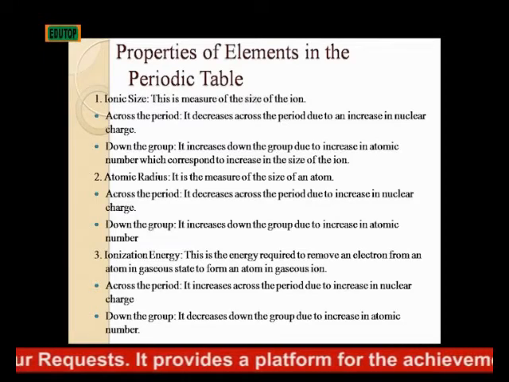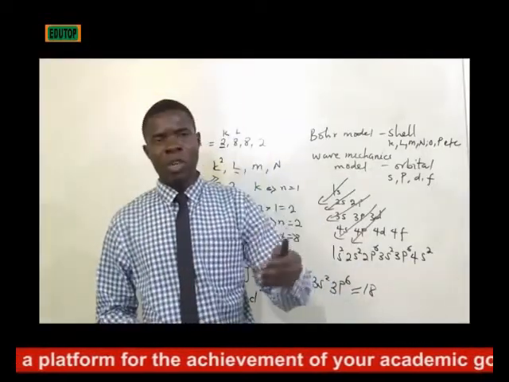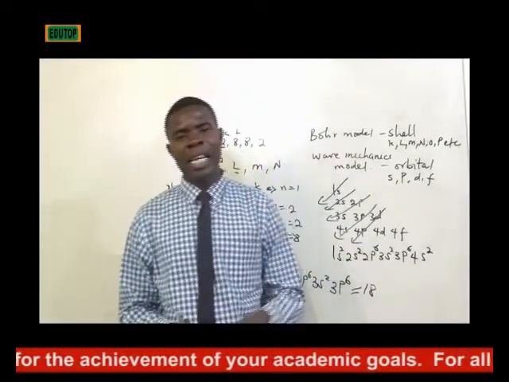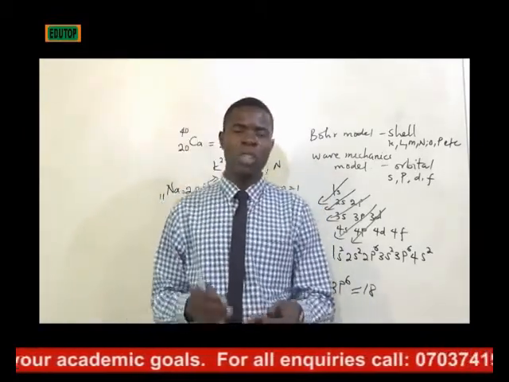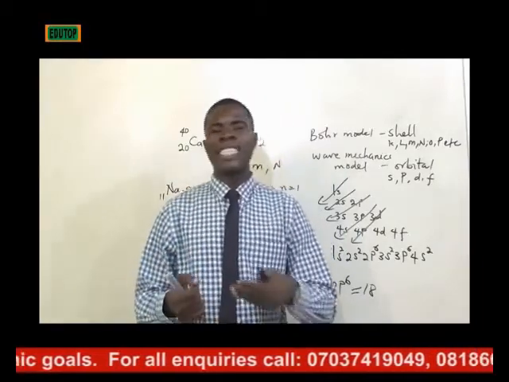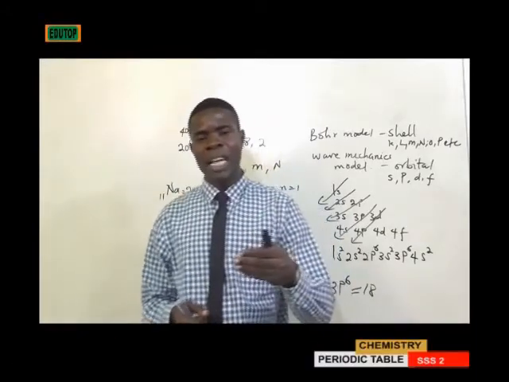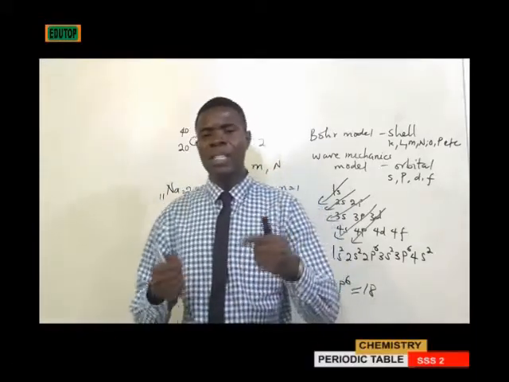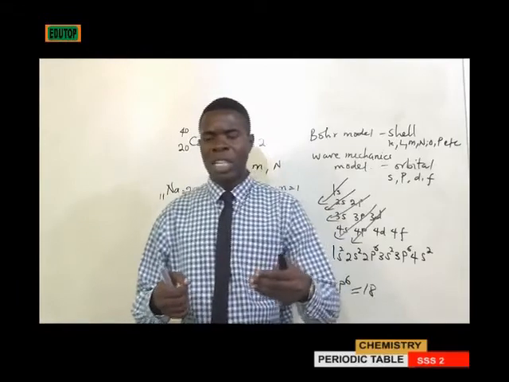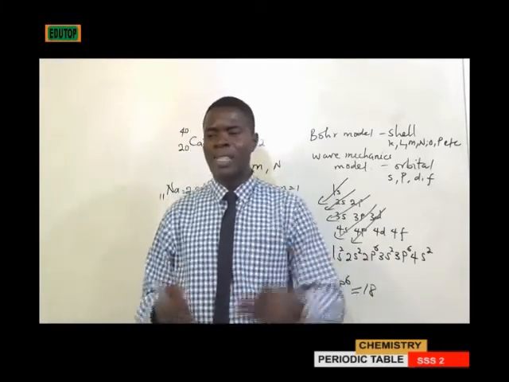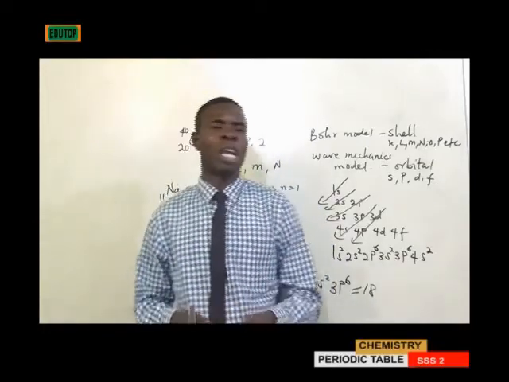So what is meant by increase in nuclear charge? As you move across the period, electrons are being added, and as electrons are being added, protons are being added simultaneously. As you continue to add protons, the nucleus becomes bigger, and the distance between the valence electrons and the nucleus becomes closer. In that situation, the size is affected, that is, the size decreases. That is why ionic size decreases across the period due to an increase in nuclear charge.